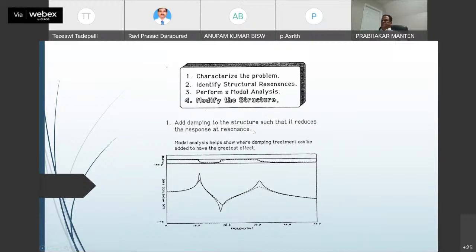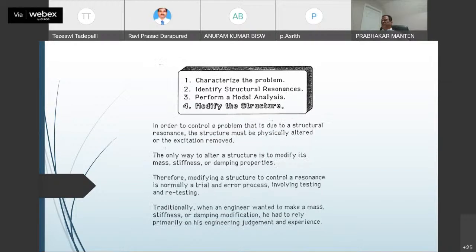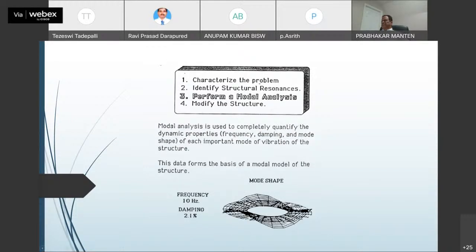Adding damping to the structure so that it reduces the response at resonance. Okay? And modal analysis helps you to show where the damping treatment can be added to have the greatest effect. This is the key. Once you know, there are ways and means of applying the damping, but where do you put it? Not anywhere on the structure. Okay, you will know where to put it only when you see the modal patterns and things like that.